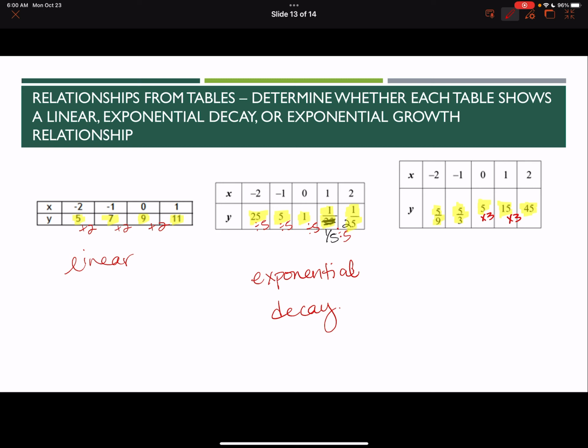And you can check here. If I multiply 5 over 3 times 3, 15 over 3, which is 5. And you can check 5 over 9 times 3, I meant to write. 5 over 9 times 3 again is 5 over 3. So this one is exponential because the relationship is multiplying. And then think about, are those y values going up or down? They're going up, so we're going to call that exponential growth.